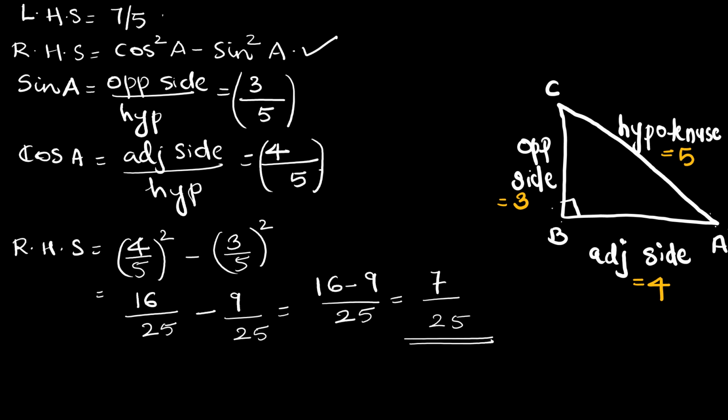Now we got LHS as 7 by 25, and RHS also we got as 7 by 25. Therefore LHS equal to RHS, hence proved.